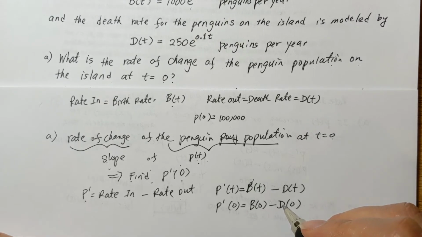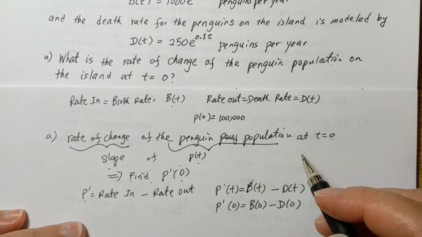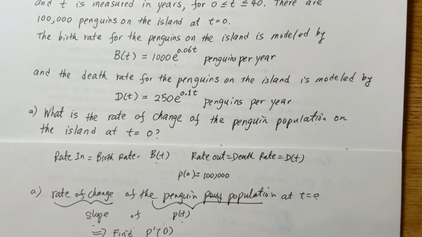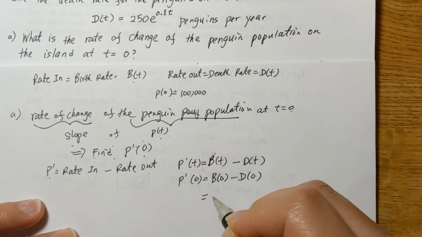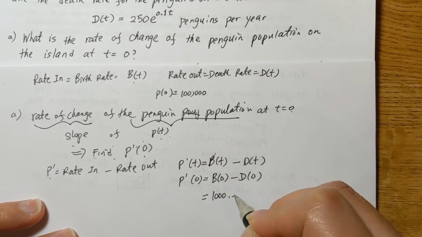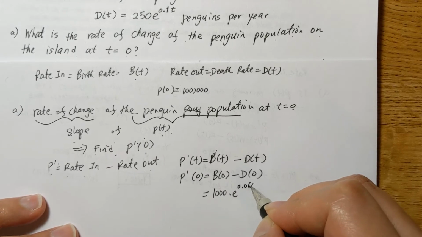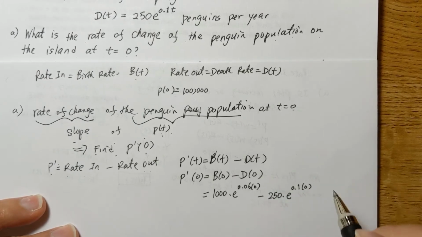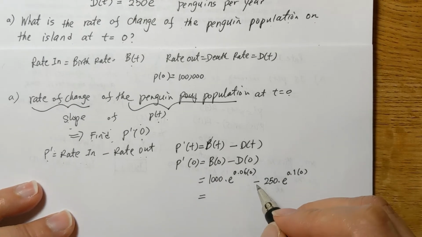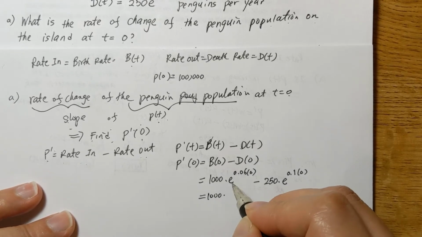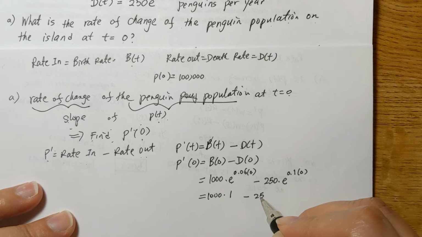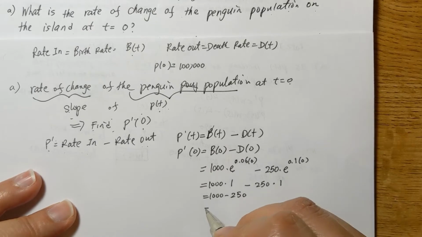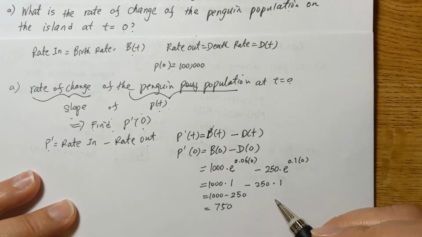We can use a calculator to solve this one, but I decided not to because it's e to the 0, so it'll be easy to solve. So I'm going to put 1,000 times e to the 0.06 times 0 minus 250 times e to the 0.10 times 0. You can skip steps, but I'm going to show all the detailed steps. We got 1,000 times 1, since e to the 0 is 1, and then 250 times 1. So you get 1,000 minus 250. Therefore you subtract, and you'll get 750.